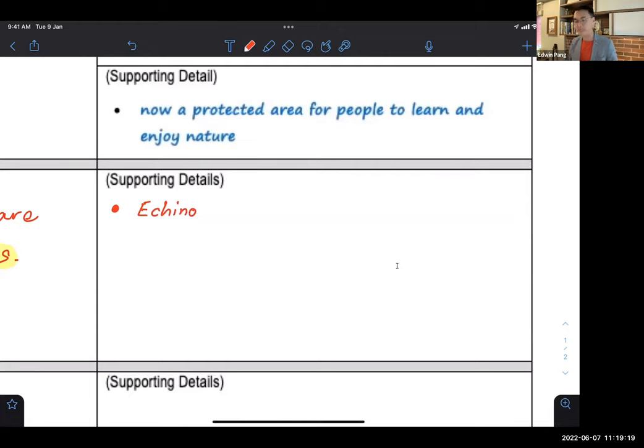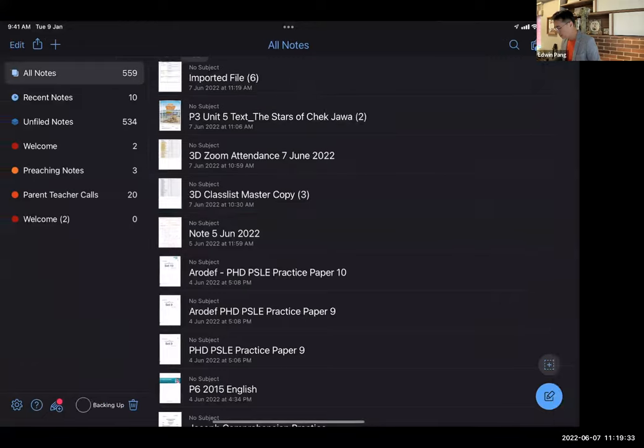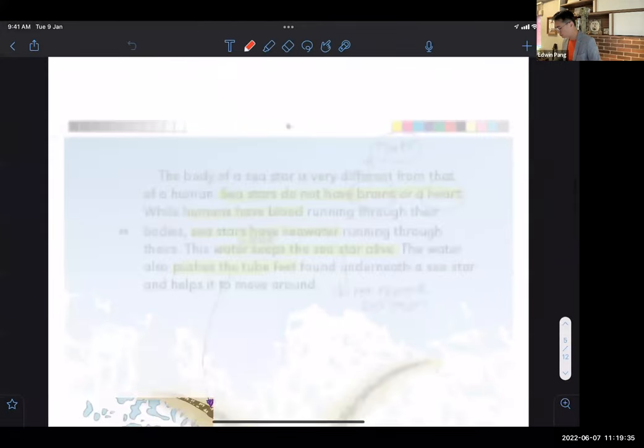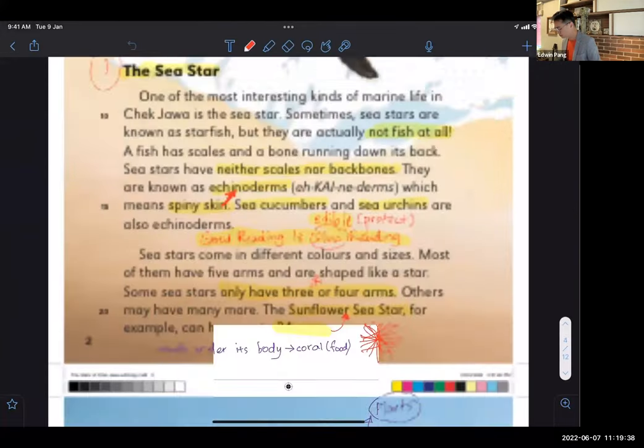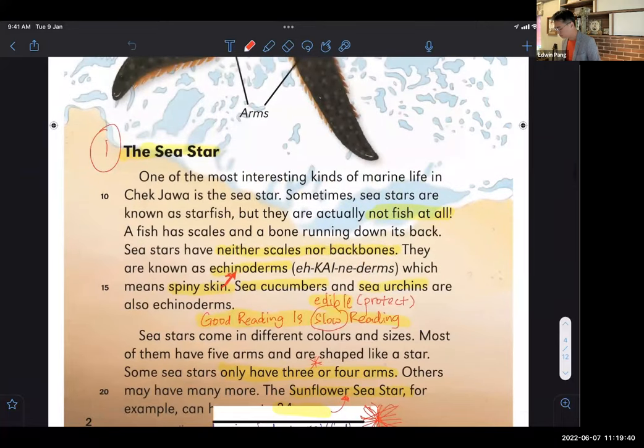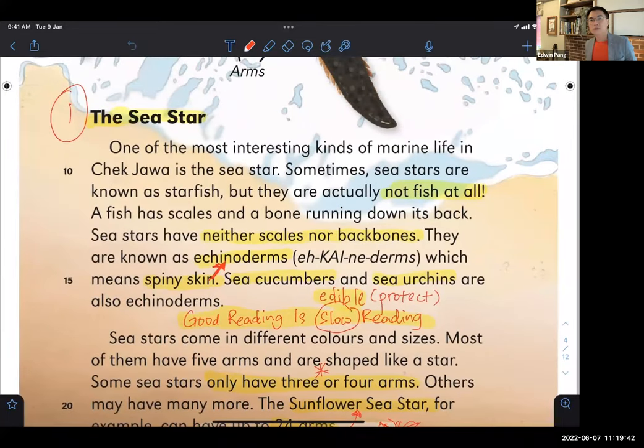What are echinoderms, by the way? Anyone? Can you read it from what you see on the screen? Yes, you're not seeing it on the screen. Let me change the screen. Okay, let's go back to where we were before. What is an echinoderm? Can you see on the screen there? I drew an arrow even to connect, right? So you should be able to see it, right?